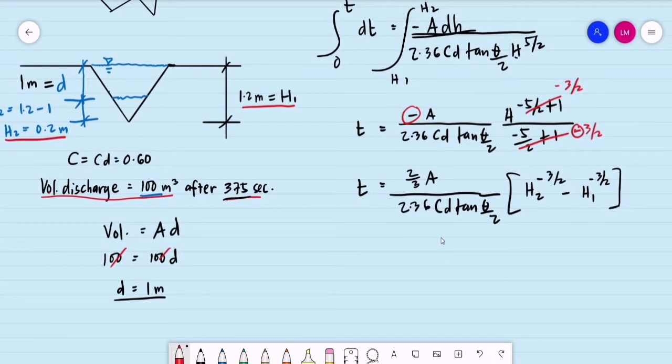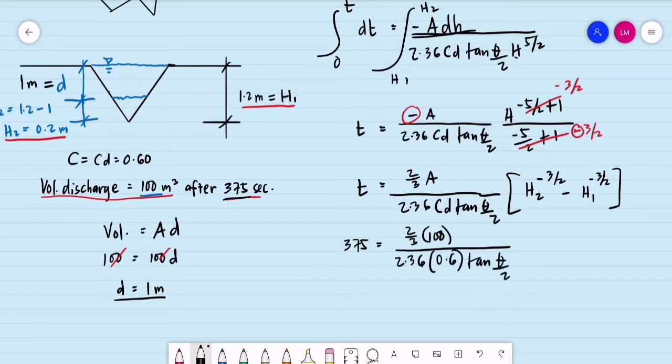Okay, ano yung nakuha natin? Ano yung given na time? That is, we have 375 seconds is equal to 2 over 3. Yung area ng tangke is 100 square meters, this is divided by 2.36. Coefficient of discharge is 0.60. The tangent of theta over 2, this is multiplied by, ano yung final head? 0.2 raised to negative 3 over 2 minus, initial head is 1.2 raised to negative 3 over 2.